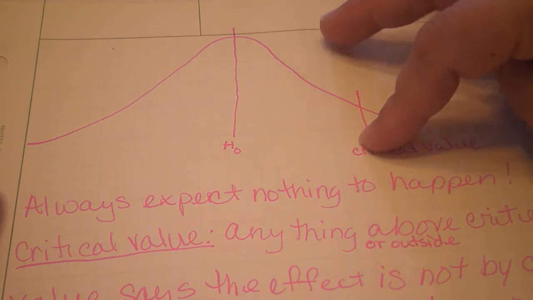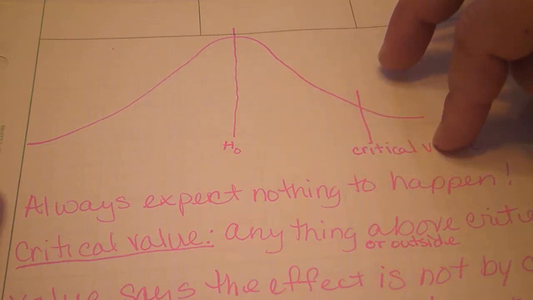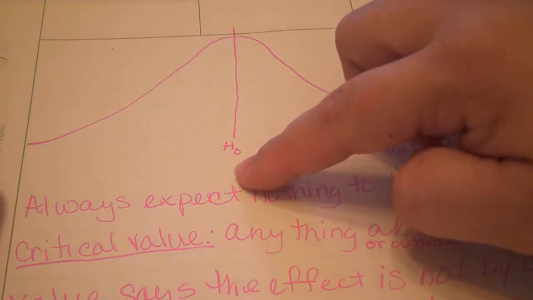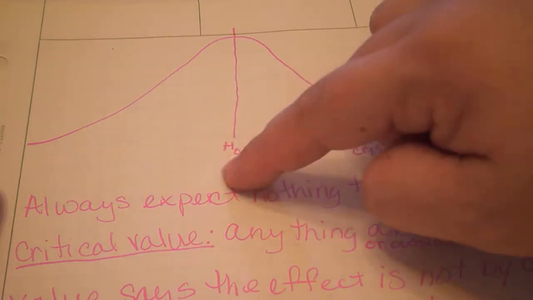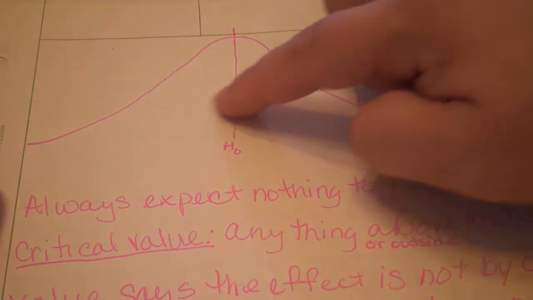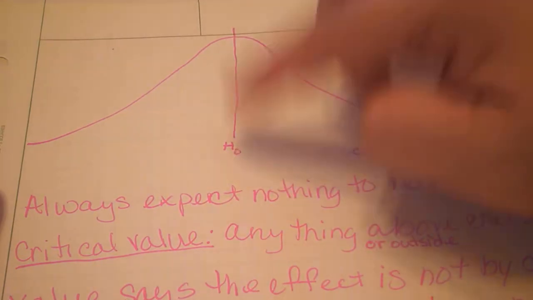So your critical value, anything beyond your critical value says it's significant and we reject the null. So significance means we reject the null. Not significant, anything in here, we fail to reject the null.